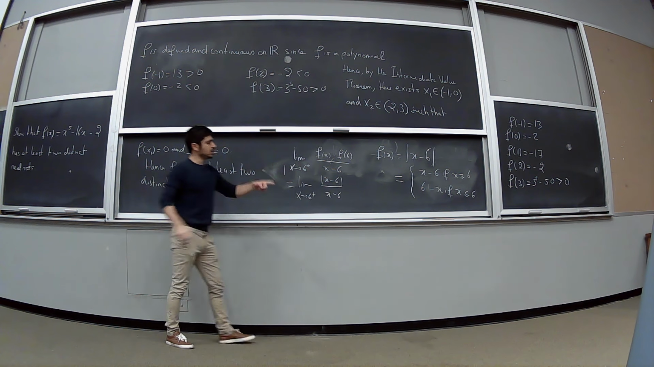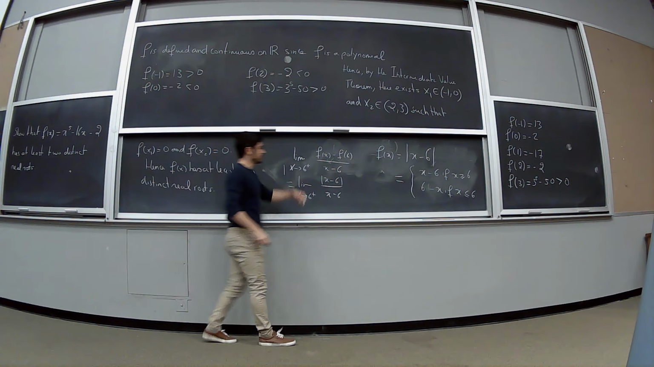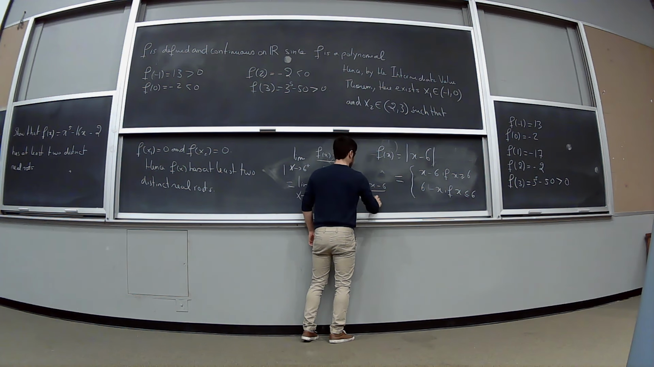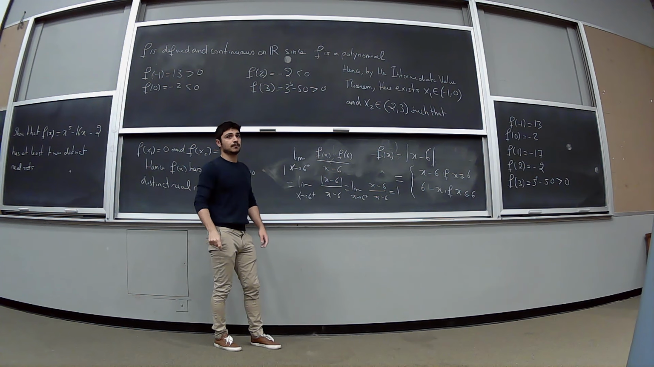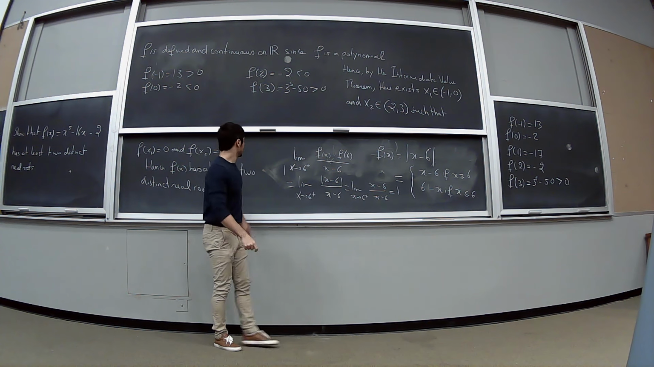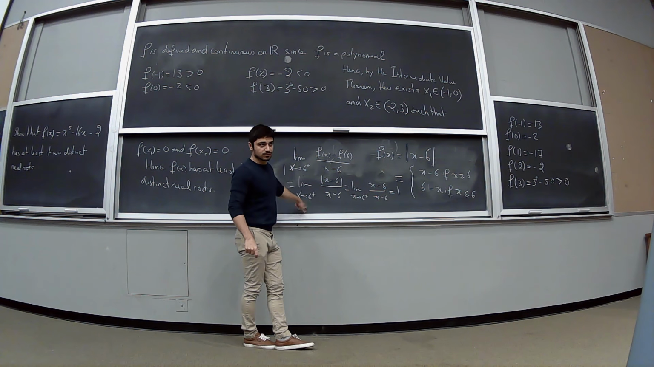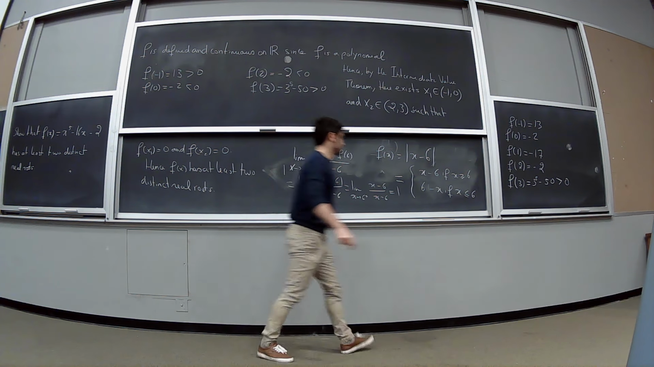Okay, now if x is bigger than 6, then the absolute value of x minus 6 is x minus 6, which is 1, right? Now, do the same as x goes to 6 minus. What do you get as an answer? Minus 1.